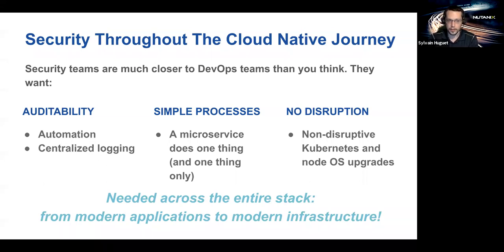The third pillar of the security team is they want no disruption. And what I mean by no disruption is no disruption to the business. They're accountable for the business. So if there's any breach, if there's any downtime, they get called because that's their responsibility. They are the first responder for that in many cases these days. And so by having non-disruptive Kubernetes and operating system upgrades and infrastructure upgrades, by having a real modern infrastructure stack that you can treat as an app, it means that you can provide that level of compliance and discussion with those SecOps teams and really start embedding them into that DevSecOps trio.